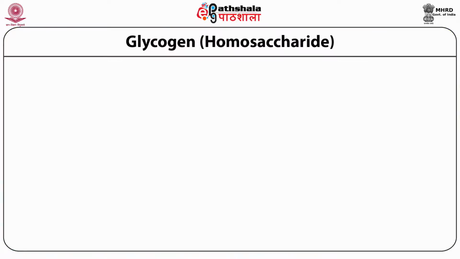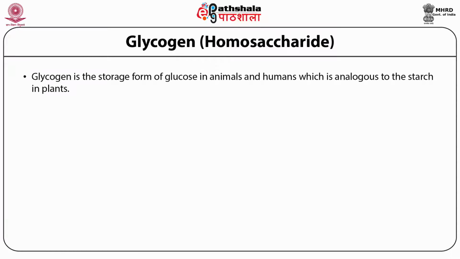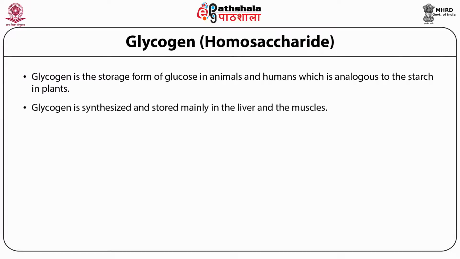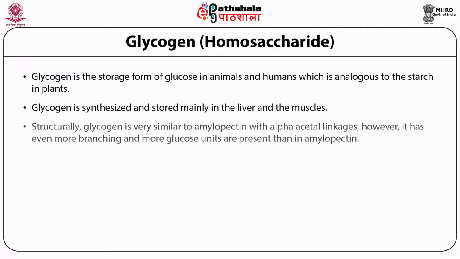Alpha amylase in the saliva initiates hydrolysis of the glycosidic linkage. Glycogen is also a class of homopolysaccharides. Glycogen is the storage form of glucose in animals and humans, which is analogous to the starch in plants. Glycogen is synthesized and stored mainly in the liver and the muscles. Structurally, glycogen is very similar to amylopectin with alpha-1,4 linkage. However, it has even more branching and more glucose units are present than in amylopectin.